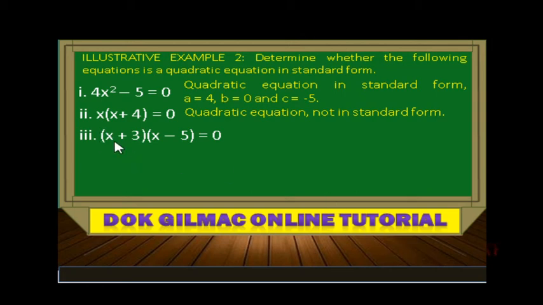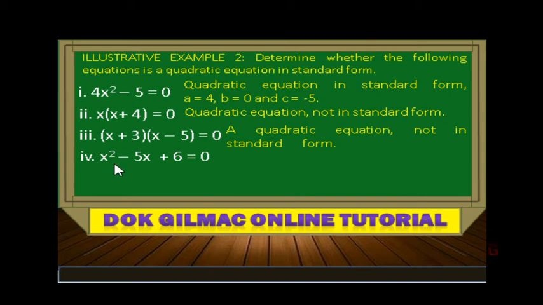Triple I. The quantity x plus 3 times the quantity x minus 5 equals 0. This is a quadratic equation but not written in standard form. Number 4. x squared minus 5x plus 6 equals 0. This is a quadratic equation in standard form where a equals 1, b equals negative 5, and c equals 6.